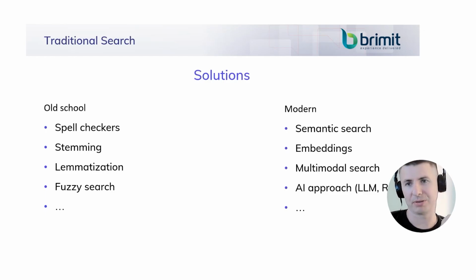But modern solutions take a completely different approach to this. First of all, this is semantic search. Semantic search uses embeddings and stores information in vector representation that allows us to understand the meaning of user prompts, and even to get multimodal search, when search engines can understand information in any form. For example, you can search for an image or for an audio file, etc.